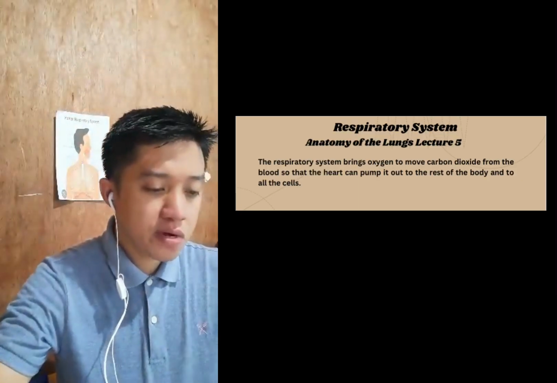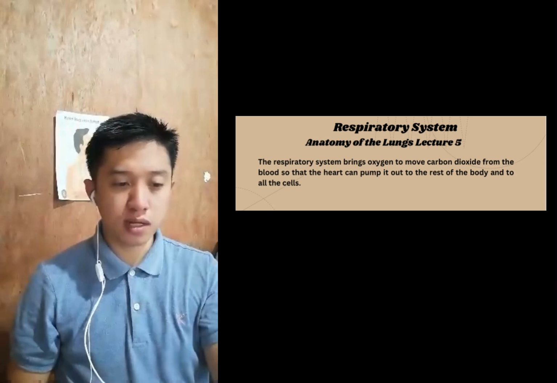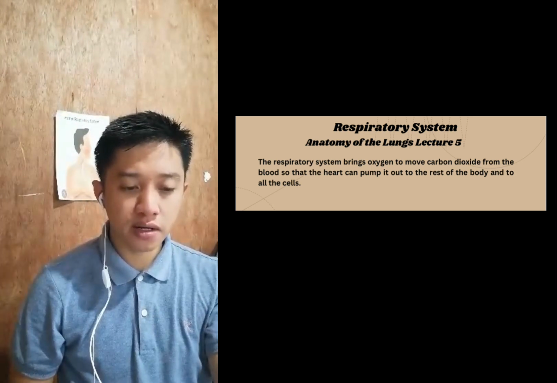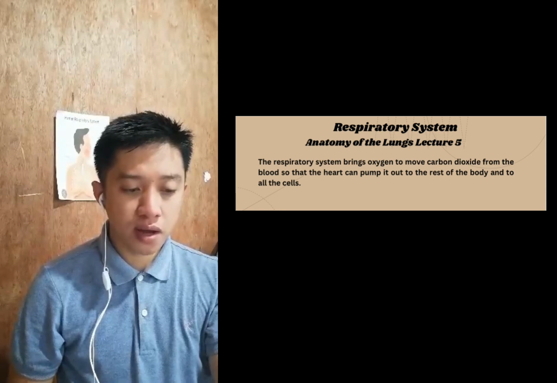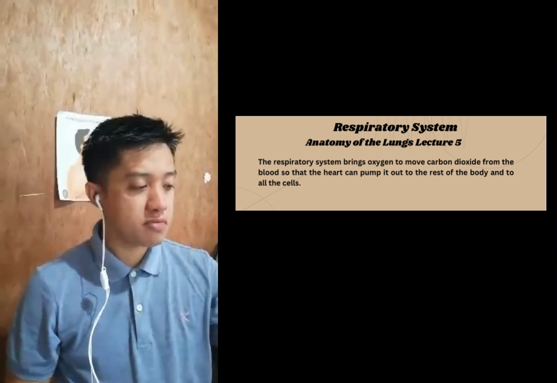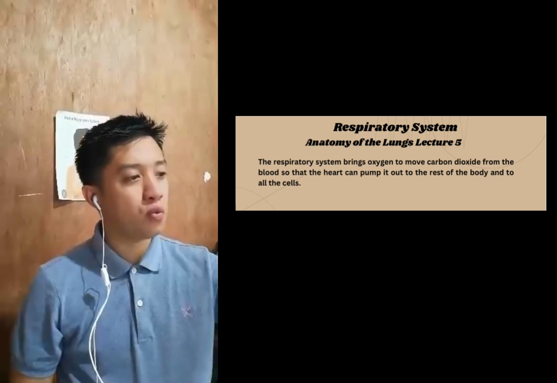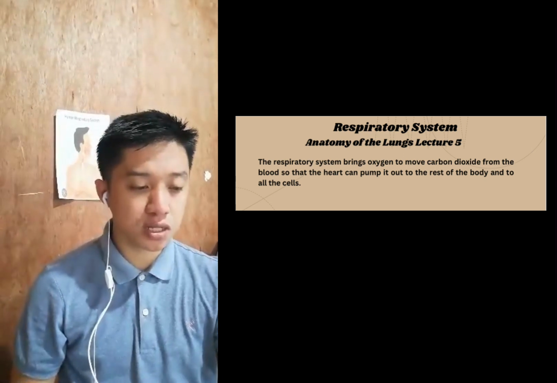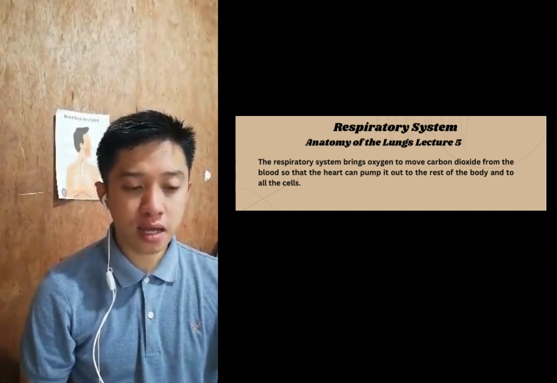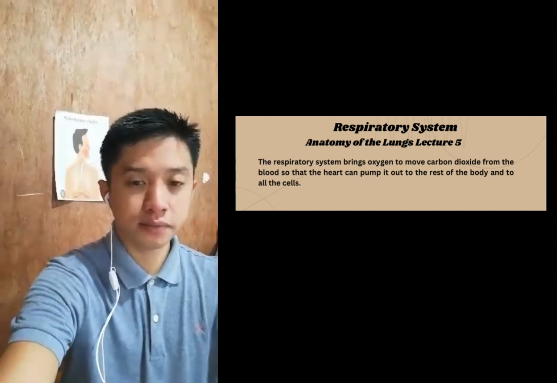The respiratory system brings oxygen in and removes carbon dioxide from the blood so that the heart can pump it out to the rest of the body and to all the cells. The respiratory system is the network of organs and tissues that help you breathe. It includes your airways, lungs, and blood vessels.